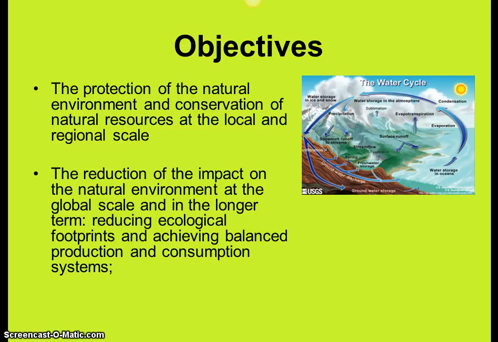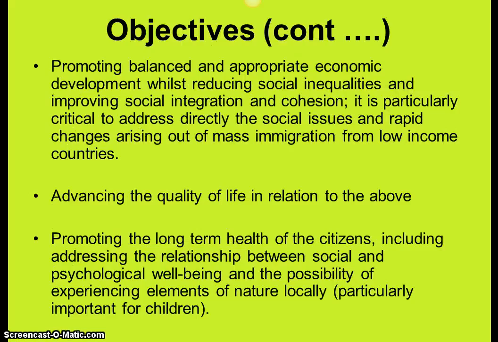First, the protection of the natural environment and conservation of natural resources at the local and regional scale, and the reduction of impact on the natural environment at the global scale in the longer term, reducing ecological footprint and achieving a balanced production and consumption system. And promoting balanced and appropriate economic development whilst reducing social inequalities and improving social integration and cohesion. It is particularly critical to address directly the social issues and rapid changes arising out of mass immigration from low-income countries.